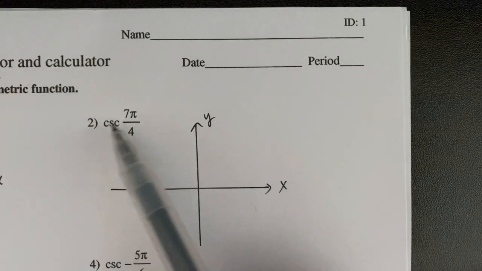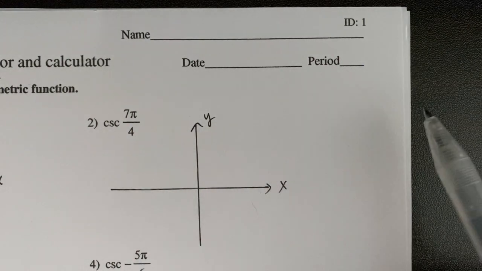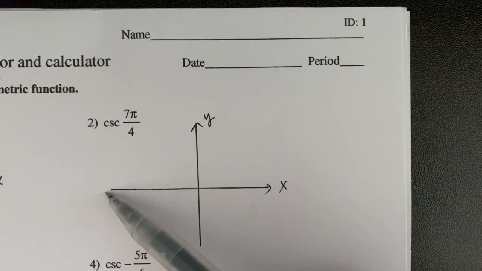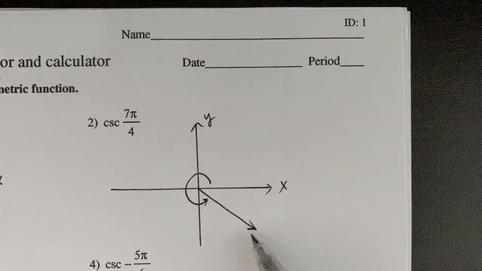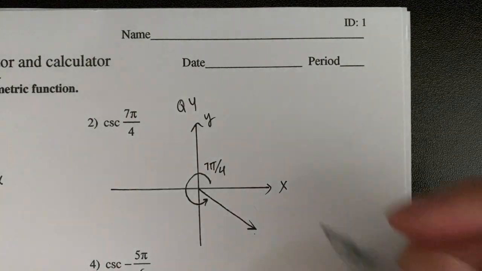So again, imagine that each half is divided into fourths. So here's 1/4, 2/4, 3/4, 4/4, 5/4, 6/4, 7/4. So we are in quadrant 4. In quadrant 4, only cosine and its reciprocal secant are positive. So that means that our answer must be negative.